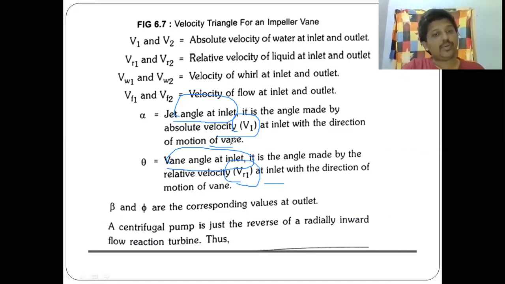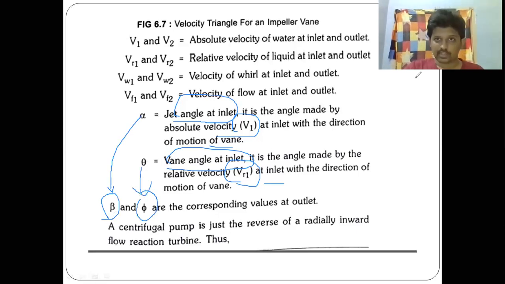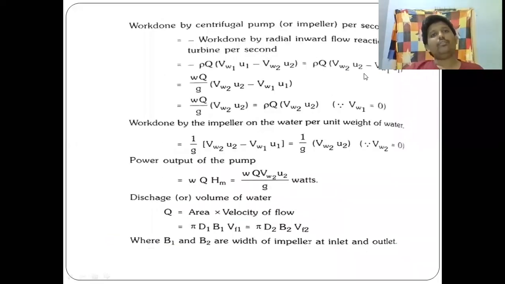The same way we have beta and phi. Beta is the angle at the outlet corresponding to alpha. Phi is the angle at the outlet corresponding to theta. So this is what we call velocity triangles and their notations. And now we should find the work done for the centrifugal pump. Right now we should find the work done per second.